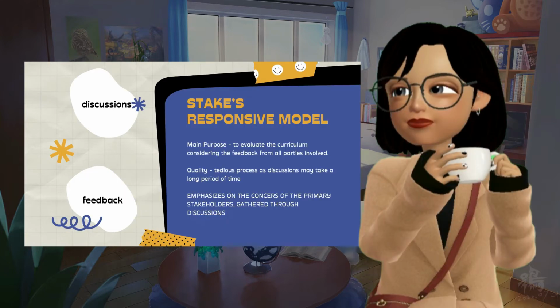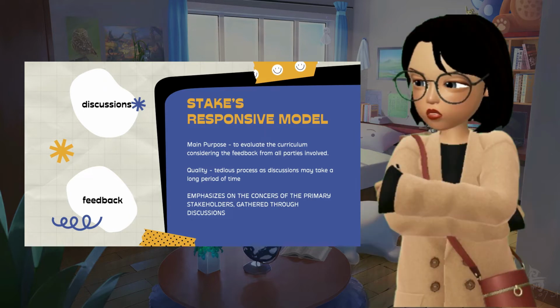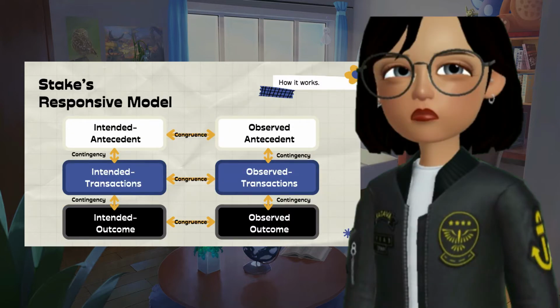Lastly, there is Stake's Responsive Model. This model works by emphasizing the concerns of the primary stakeholder and other people involved, which is gathered through discussions. There are 3 sets of data involved in Stake's model. First is the antecedent, which comprises present data which occurs before the learning and teaching process begins, including the objectives, the teacher's learning experience, the student's prior knowledge, and the like.